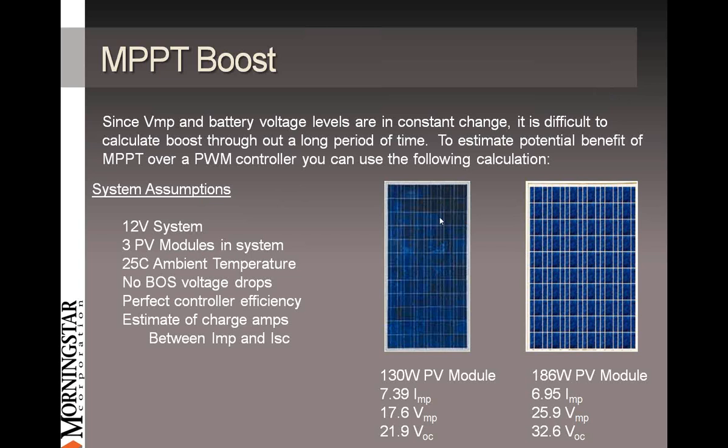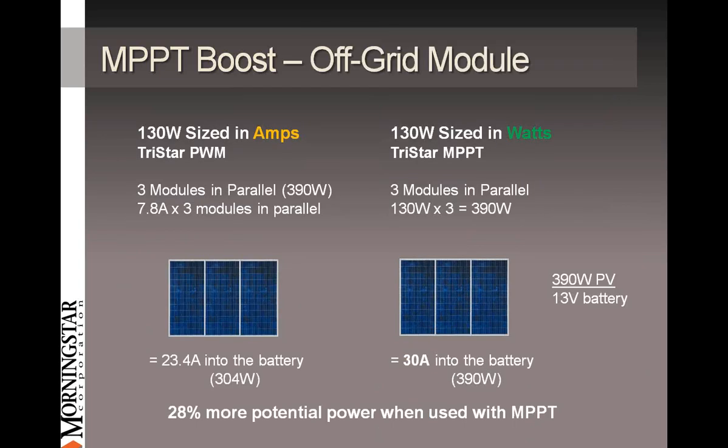So let me go to the next slide here. What we're going to do is take the off-grid module first, and size it in amps for a TriStar PWM controller. In this case, 3 modules in parallel, that's 390 watts. About 7.8 amps is the amperage I chose, more or less in between the amperage ratings from the module specs. So 7.8 times 3 gives you 23.4 amps.